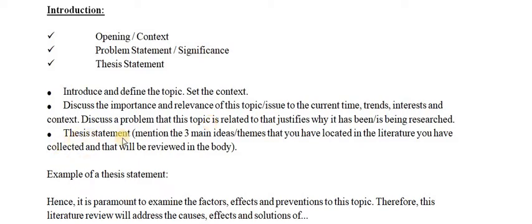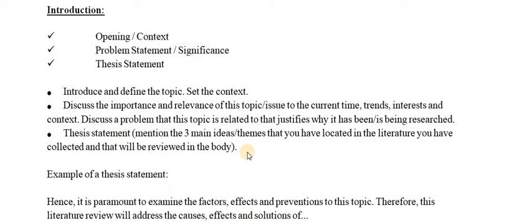And then you come up with a thesis statement. You can mention up to three main ideas that you have located in the literature you have collected, and that will be reviewed in the body. So in the introduction you will have three major parts.